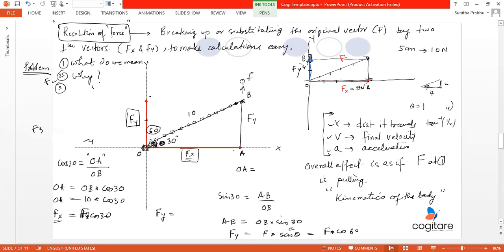But if the angle with respect to the x-axis is given, then F cos theta will be horizontal, and F sine theta is going to be vertical. Are we good with this, guys? Yes, sir. Did you understand what we mean by resolution of force? Yes, sir.